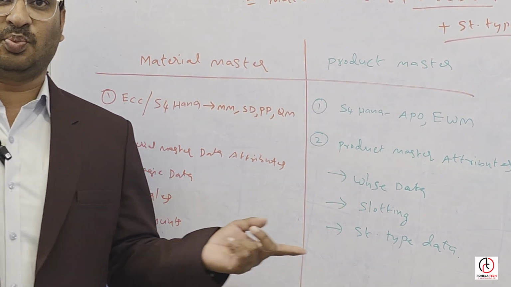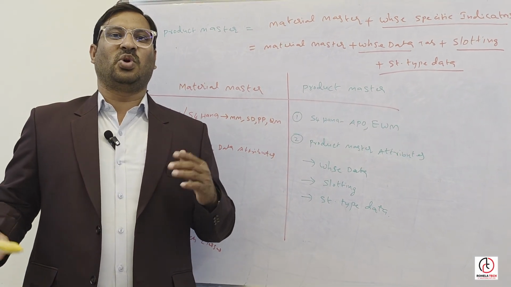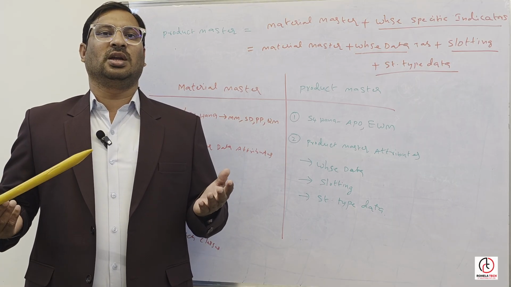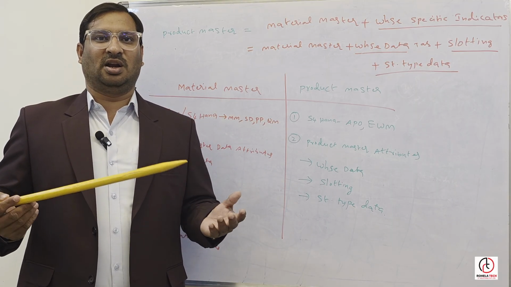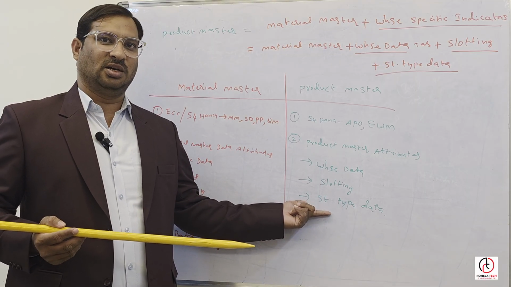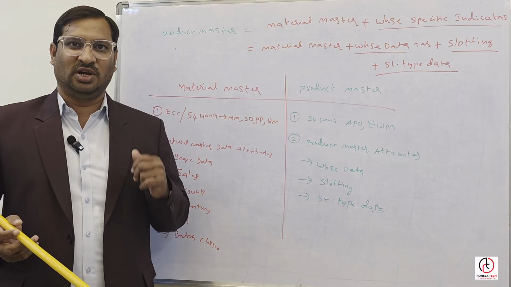Then storage type data. Suppose we fix a product to a particular bin: what is the minimum, what is the maximum, what is the replenishment quantity? During put away, whether we can split or not, and what is the maximum number of bins? These are attributes you will get in the storage type data. So that's it. This is all about the differences between material master and product master.